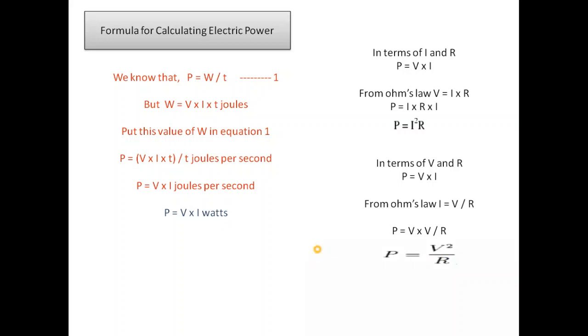So in this way we got three formulas for power. One is P equals V into I, that is potential difference into current. Another is V square divided by R, that is square of potential difference divided by resistance. And the third is I square into R, that is square of current into resistance.